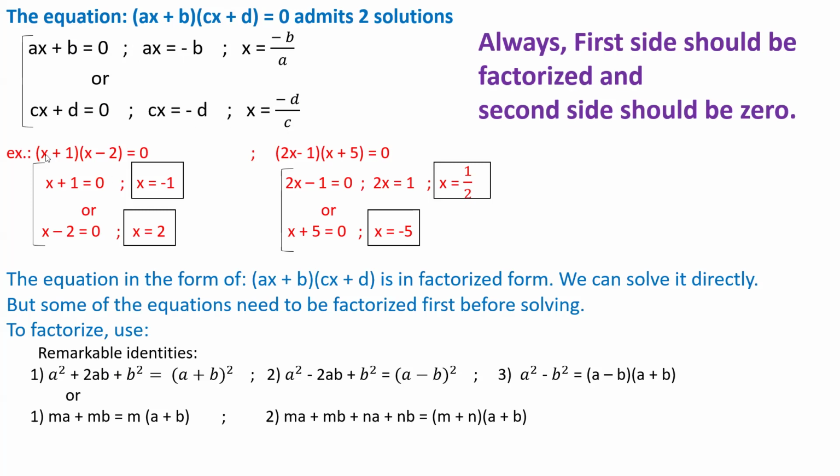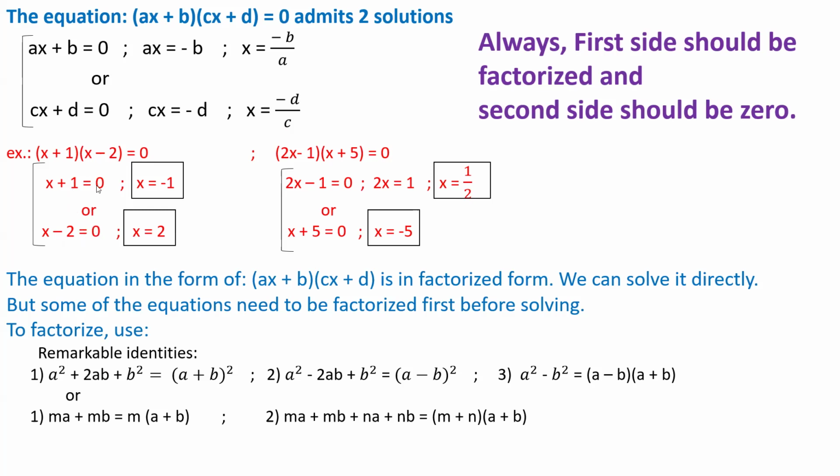Let us solve examples. (x plus 1) into (x minus 2) is equal to 0. Why is this a product equation? Since on the second side of the equation we have 0 and the first side is written in factorized form. So directly we say x plus 1 is equal to 0 or x minus 2 is equal to 0.